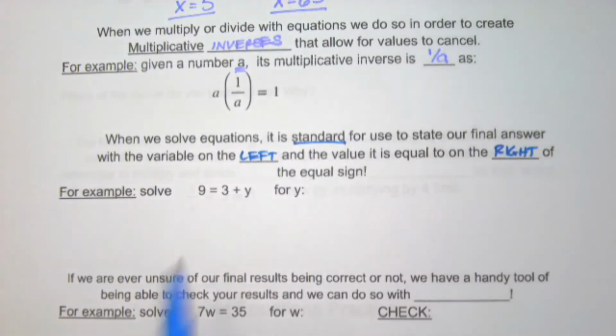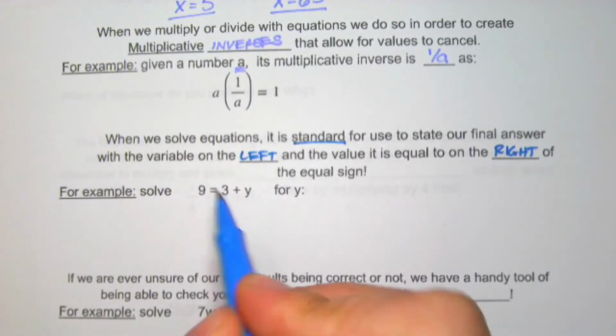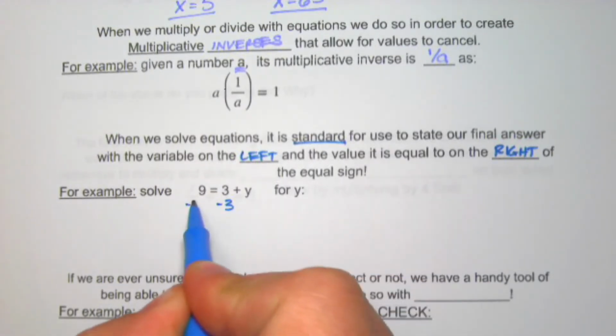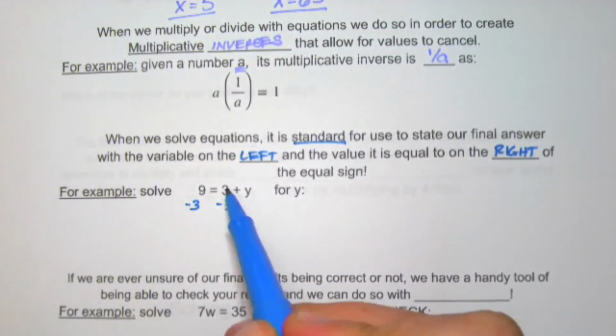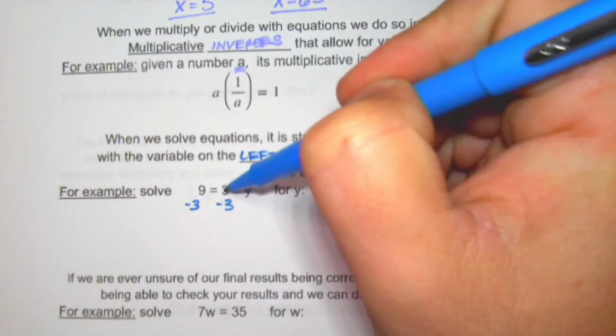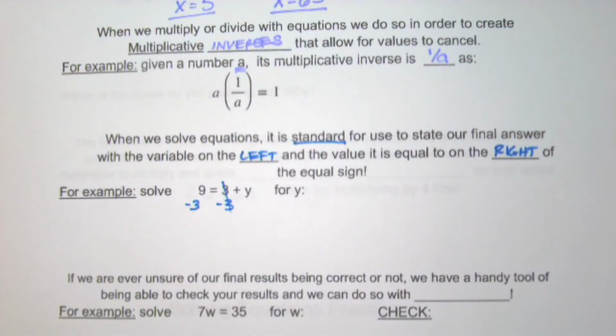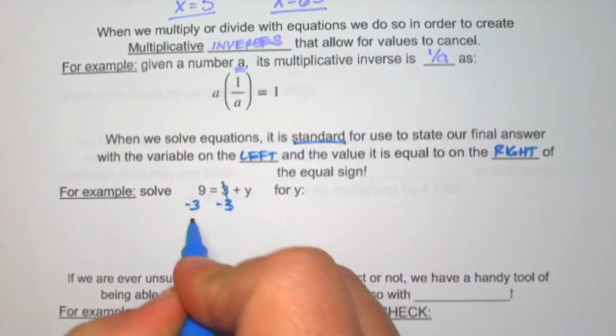So, for example, looking at this problem, I see addition to my variable by a positive number, so I want to subtract. I'm doing the opposite of that positive 3. My 3s over here cancel. Nice. 9 minus 3 is 6.